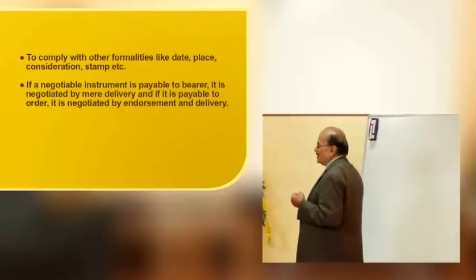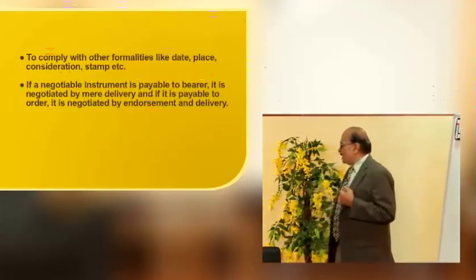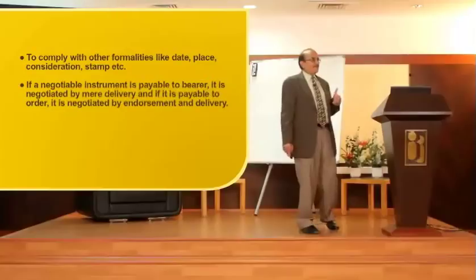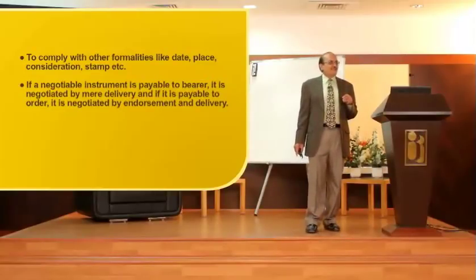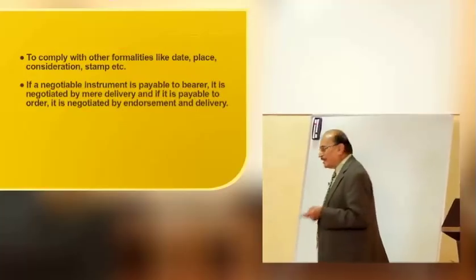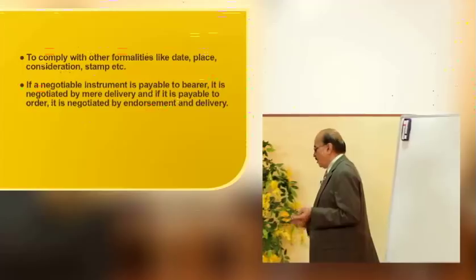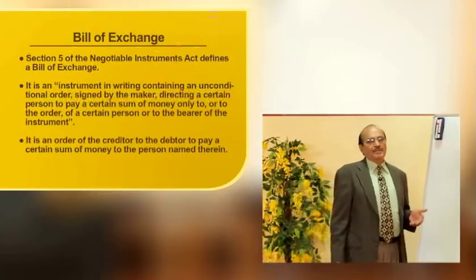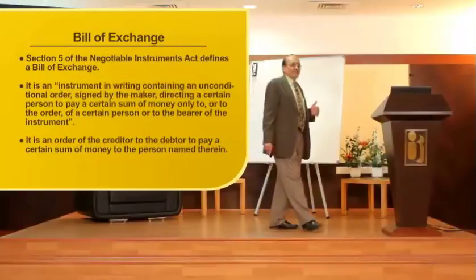If a negotiable instrument is payable to bearer, it is negotiated by mere delivery. And if it is payable to order, it is negotiated by endorsement and delivery. A little later, we will see what is meant by endorsement. Section 5 of the Negotiable Instruments Act talks about bills of exchange.